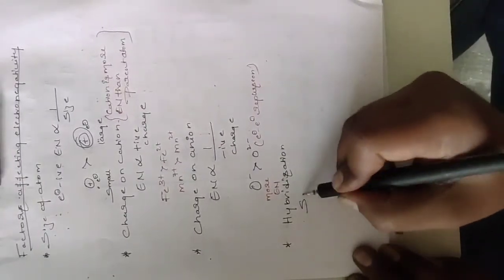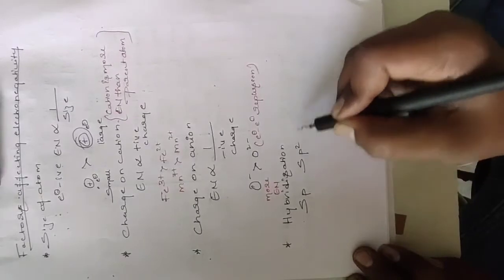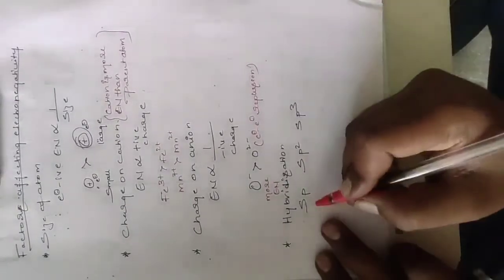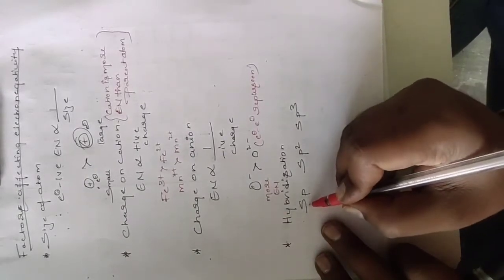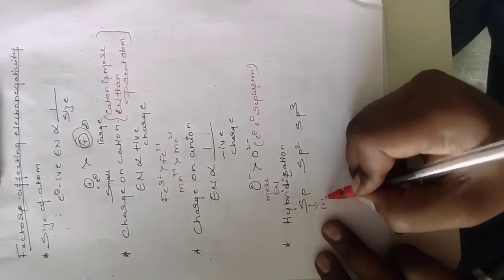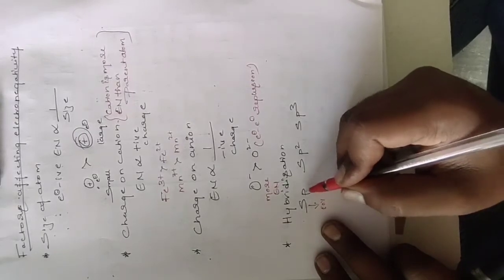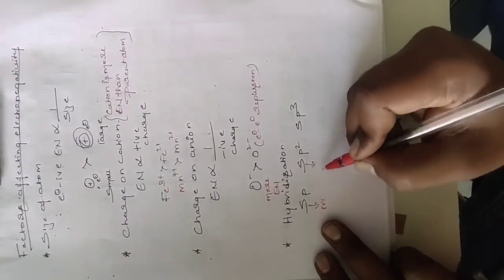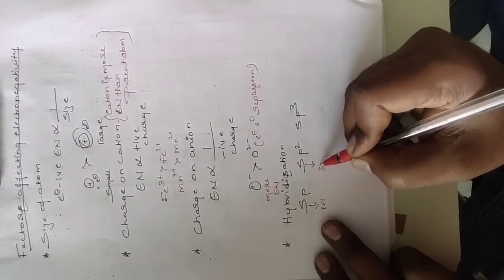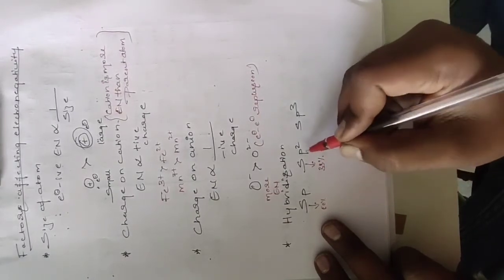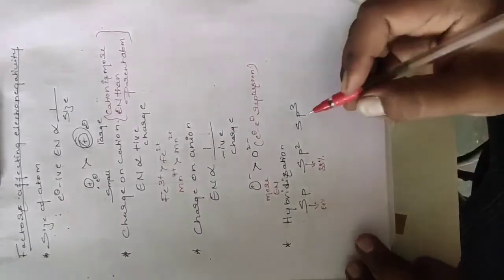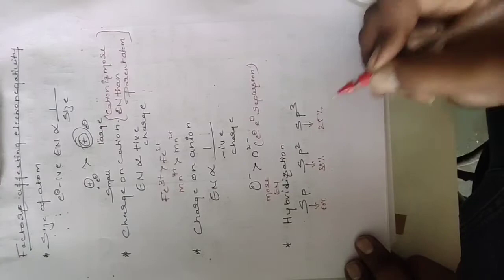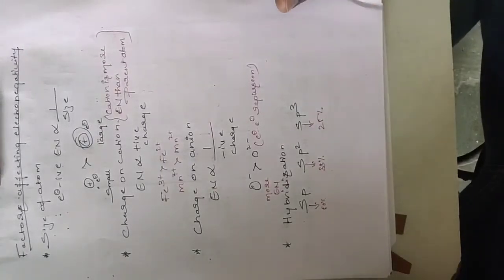Next, the fourth point, hybridization. In sp3, the s has 50% orbital and 50% p orbital. When it comes to sp2 hybridization, the s character is 33%. When it comes to sp3, it is 25%.